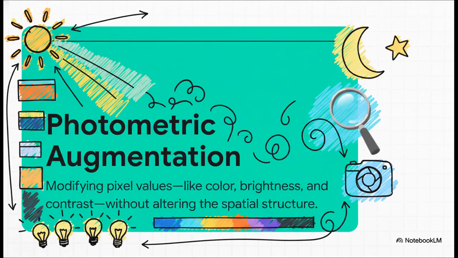And this technique, this magic trick, has a name: photometric augmentation. It's all about changing the values of the pixels themselves, the light, the color, the brightness, without messing with the actual structure or geometry of the image. This is the toolkit for making an AI robust to different times of day, from the harsh glare of noon to the soft glow of dusk.